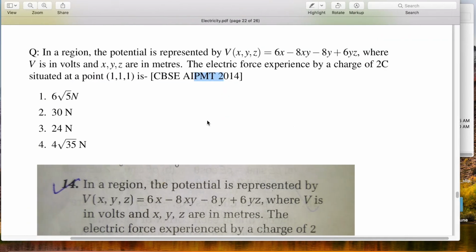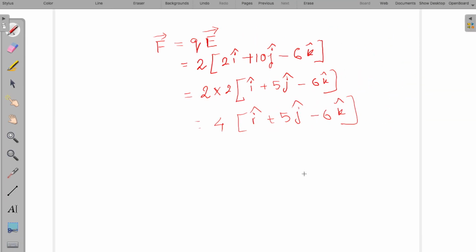So what are the options? The options are given in magnitude. We have to take the magnitude of this force. If we take the magnitude of the force, the 4 will remain the same, and we take the magnitude. The magnitude of any vector is the square root of the coefficient of each component of the unit vector squared and added.